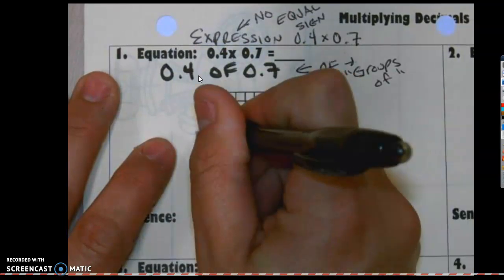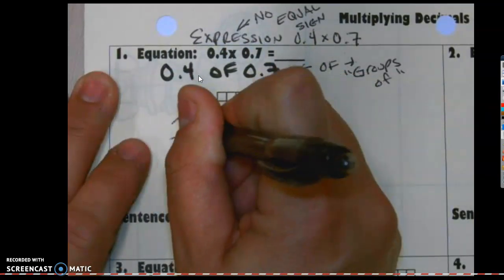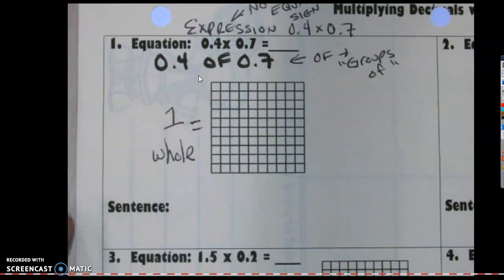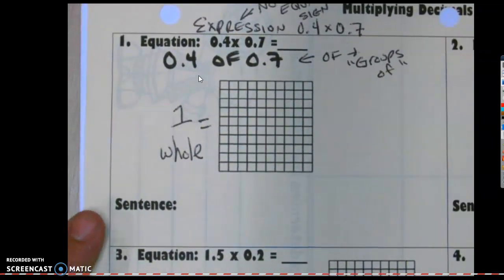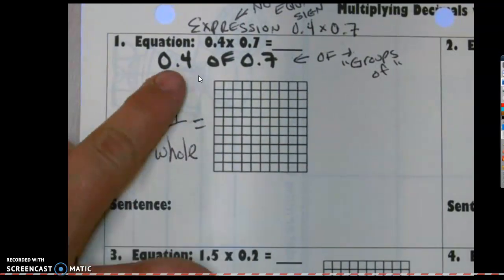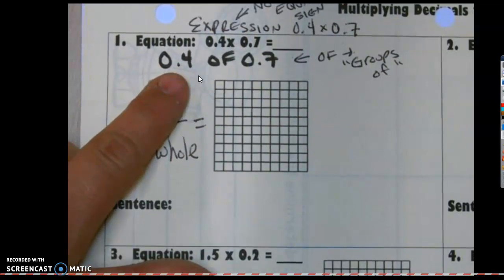Remember, this whole thing is equal to one whole. And remember, if I'm writing it, it's important enough for you to write it as well. This whole thing is equal to one whole. What I have to be able to do is recognize a model and match the expression to the model. So we're going to look at our first value, our first factor in the expression, 4/10.